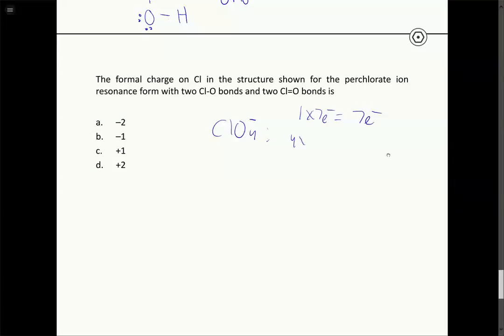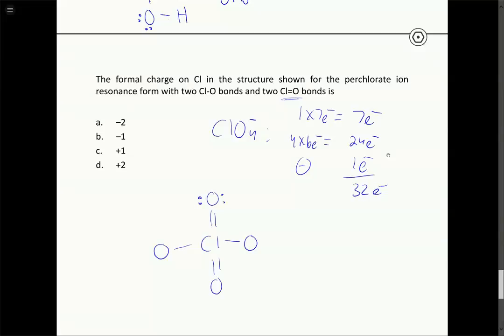We have 4 oxygens that have 6 valence electrons each, and then we have 1 negative charge, which is going to give us an additional electron. So again, this structure here has 32 valence electrons. And we're drawing a resonance form that has 2 ClO single bonds and 2 ClO double bonds. So we can just start with exactly what it tells us to do, which is 2 single bonds and 2 double bonds, and now we complete the octets of the outer atoms.